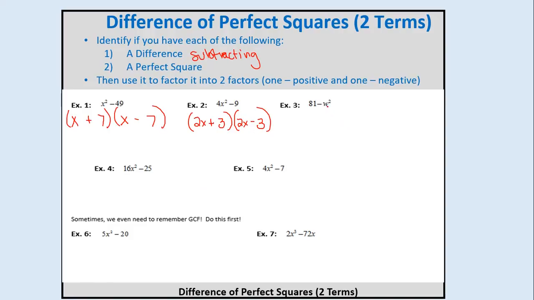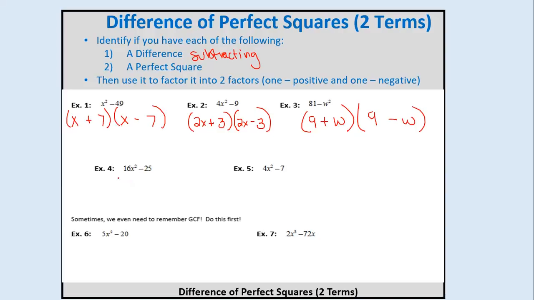Let's try this one. Both of them are perfect squares, and we have subtraction in the middle. So immediately I know I can jump to that particular way. Now notice this one is a little flipped. These need to match, so I need to think, what number times itself gives me 81? Well, that'd be a 9 and a 9, right? And I got a W and a W.